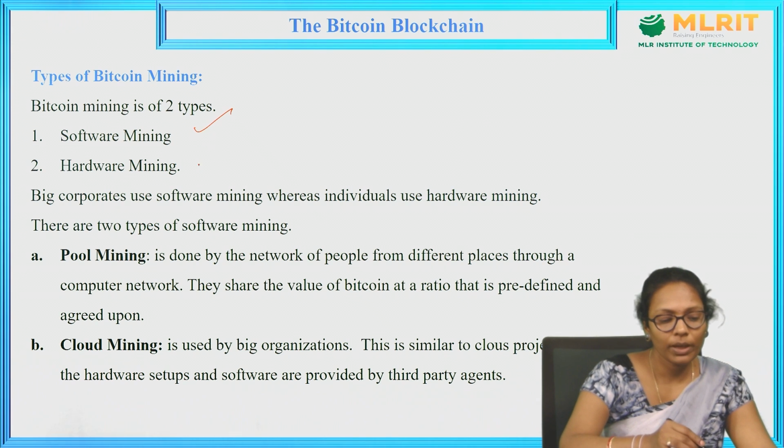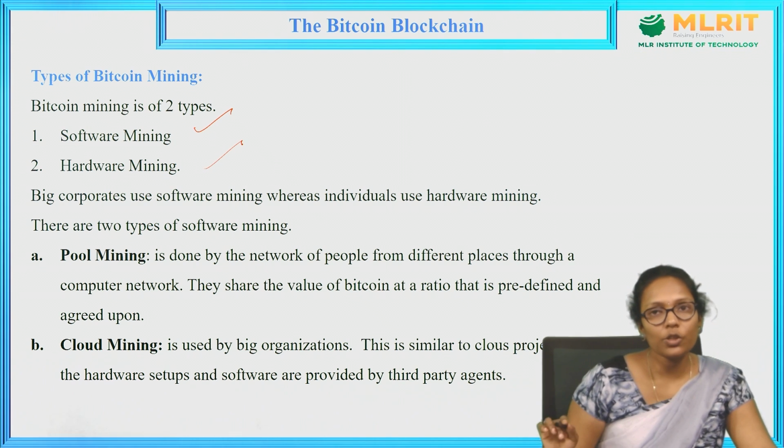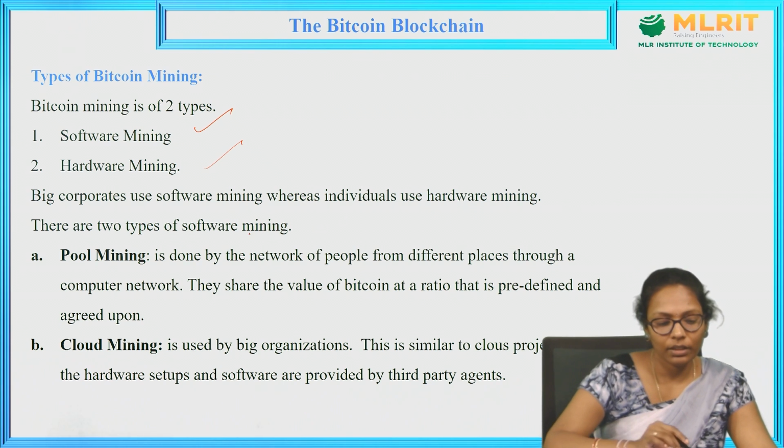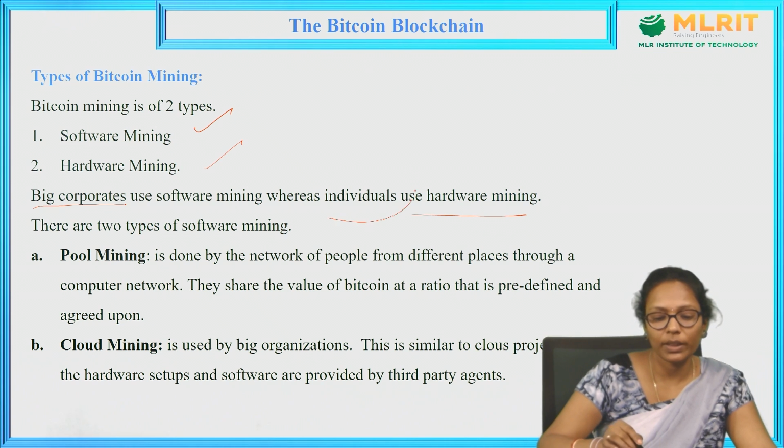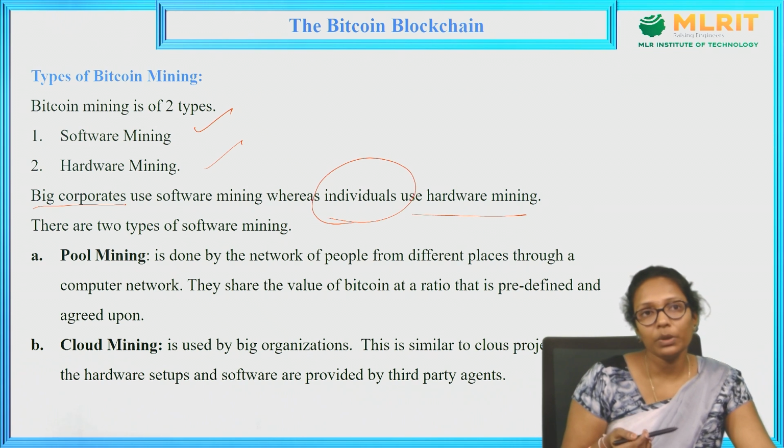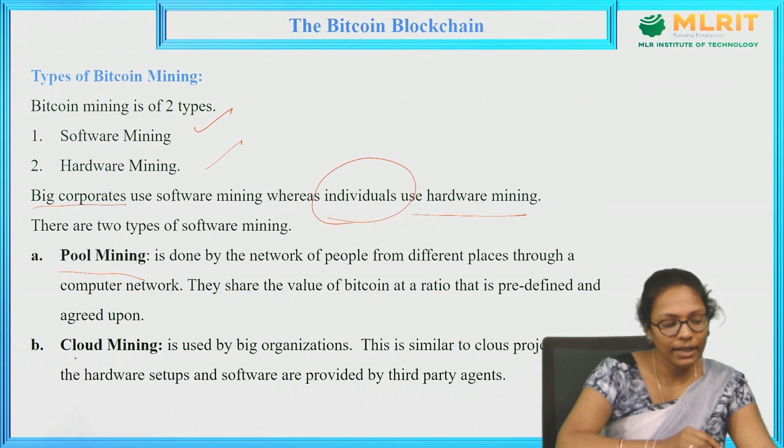So we have two types of mining here: software mining and hardware mining. Generally, software mining is used by big corporate people, whereas hardware mining is used by individual persons. Again, software mining is divided into two types: pool mining and cloud mining.